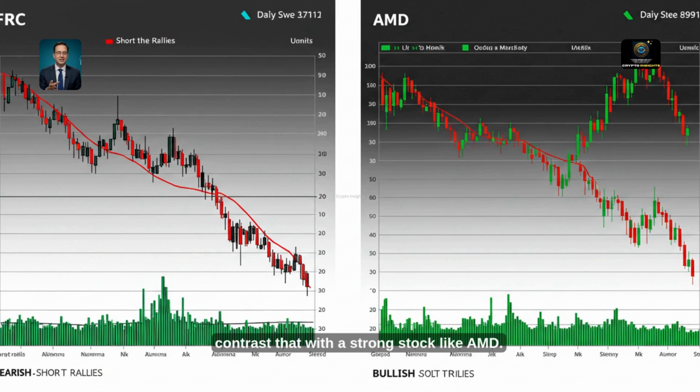Now, contrast that with a strong stock like AMD. On its daily chart, it's holding above the crucial 200-day simple moving average, forming a series of higher lows, a classic uptrend. The sentiment here is bullish. The lesson is simple: trade with the trend, not against it. On FRC, you'd look to short the rallies. On AMD, you'd look to buy the dips. The bigger time frame is your compass. The intraday chart is your map.